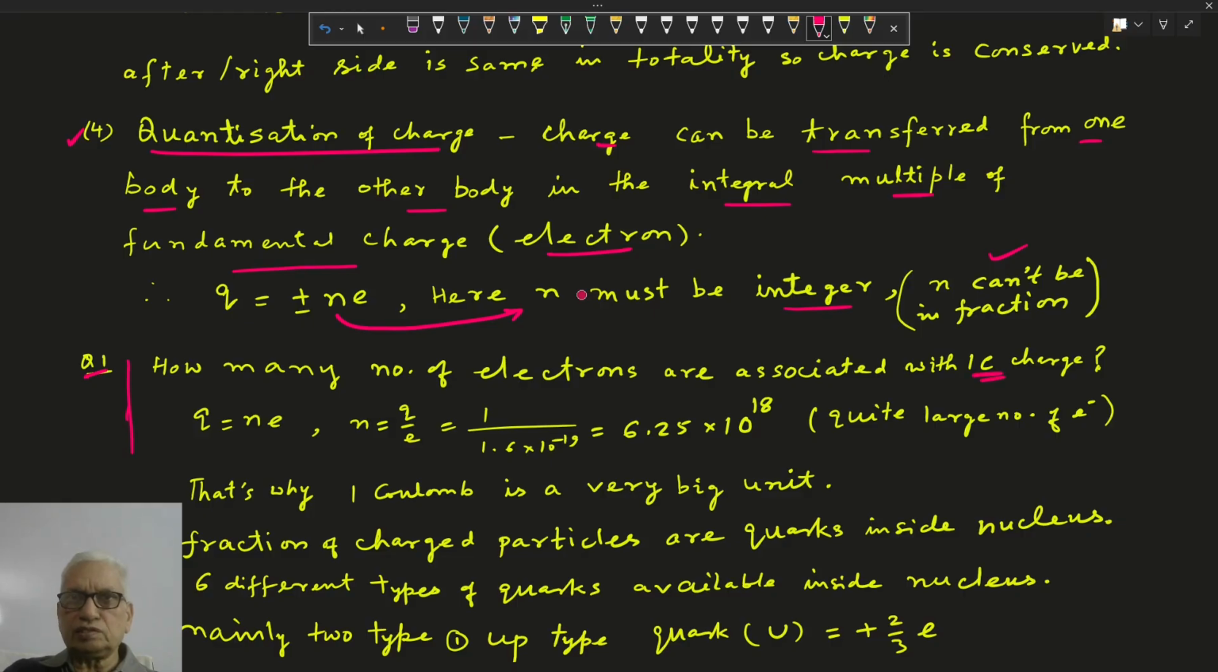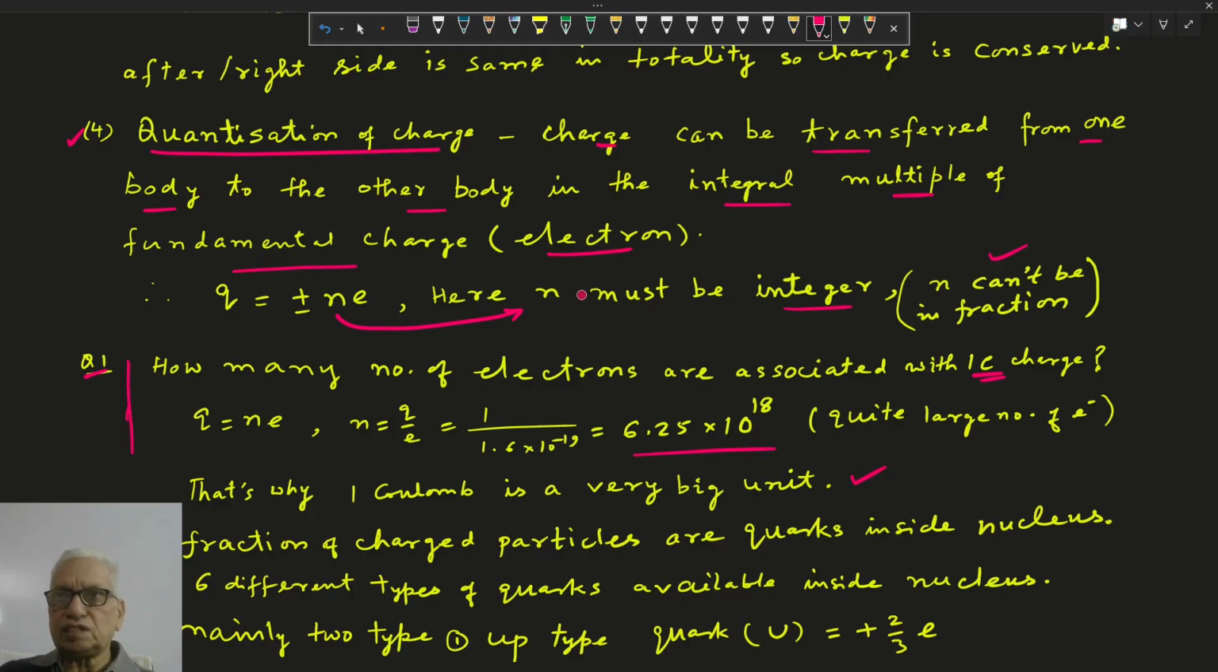With this formula, Q is equal to Ne, so N is equal to Q by e. Q means 1 coulomb, and the electron's charge is 1.6 × 10 power minus 19. If we solve it here, we get 6.25 × 10 power 18 electrons associated with 1 coulomb. That is a very large number, so 1 coulomb is very big.